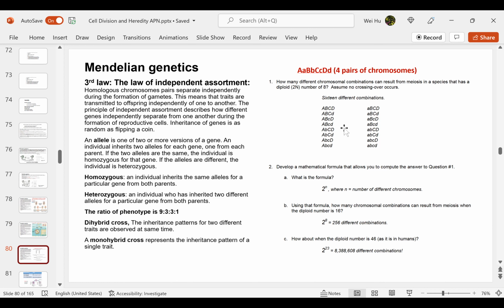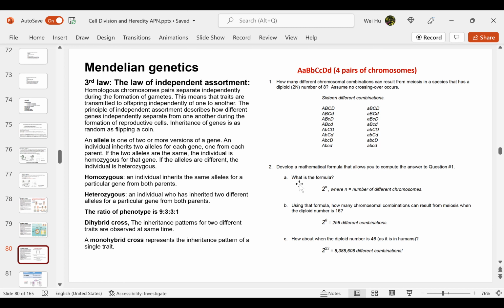You can do it manually, especially in a test setting where you only have a short time. Of course, for only 4 pairs, you still can do it manually. So now you get 16 different combinations, correct? But if you have 23 pairs, what are you going to do? You cannot do this manually. You have to do it mathematically.